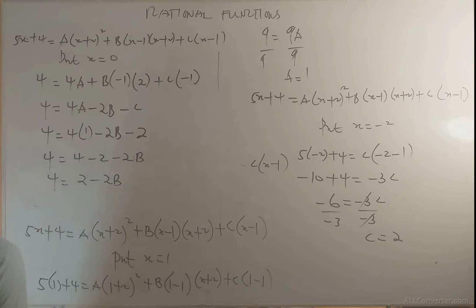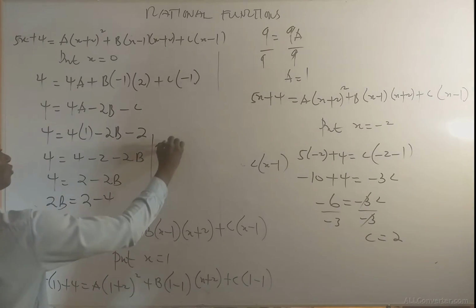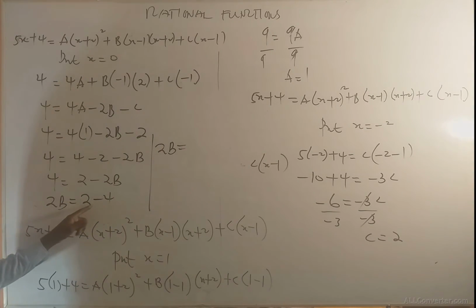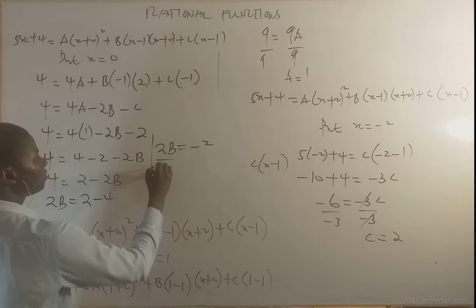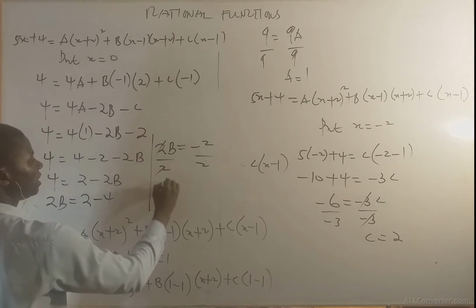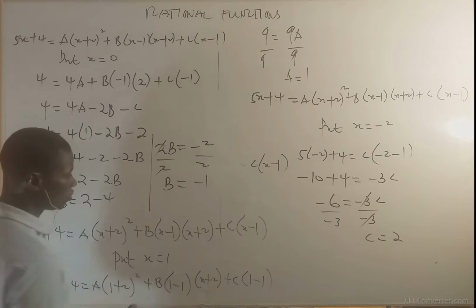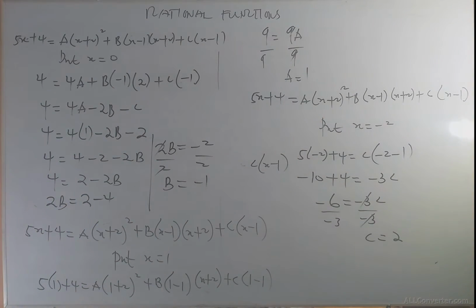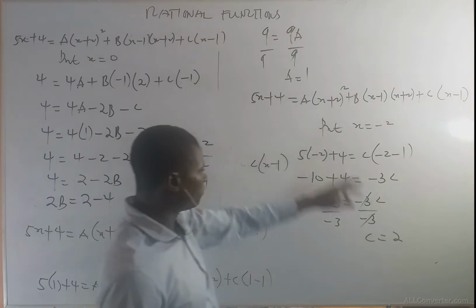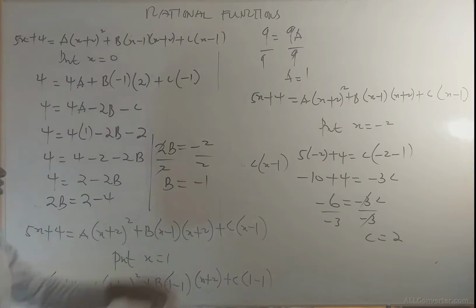So by simplifying, minus 2b on the right-hand side becomes plus 2b on the left-hand side. Then already we have 4 here, and 2 also becomes minus 2 on the right-hand side. Then 4 becomes minus 4 on the right-hand side. So we have 2b equal to 2 minus 4, which is minus 2. We divide through by 2, then the value of b is equal to minus 1. So in all, we have seen that the value of a equals 1, the value of c equals 2, and the value of b is equal to minus 1.